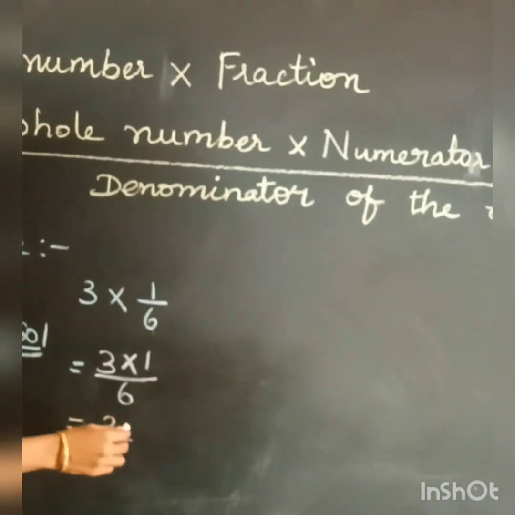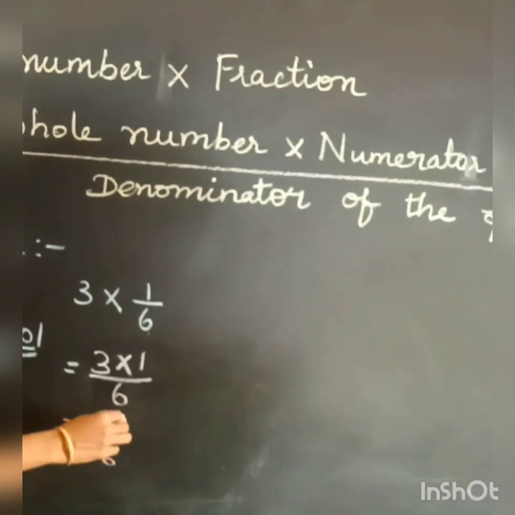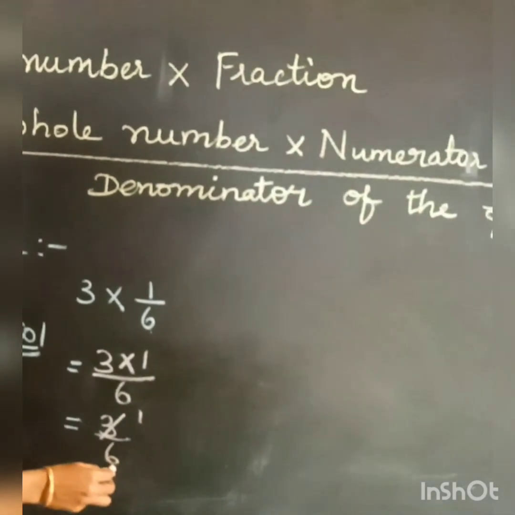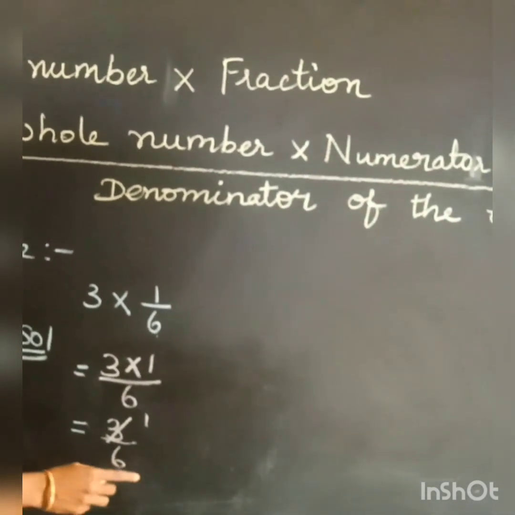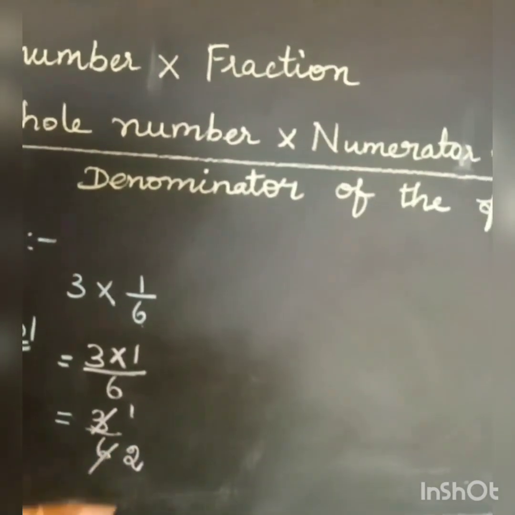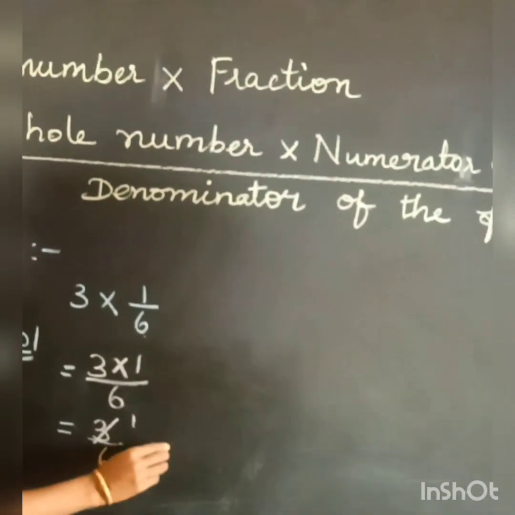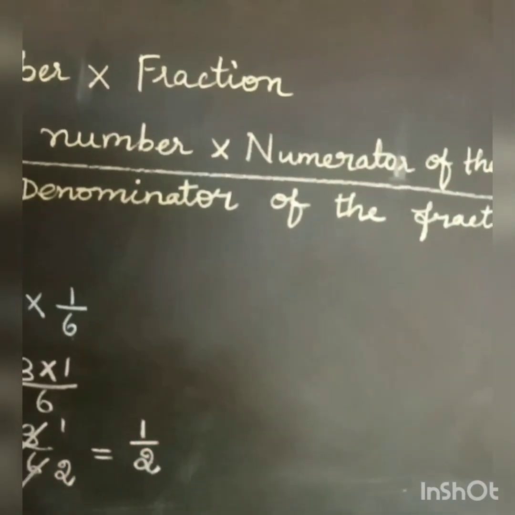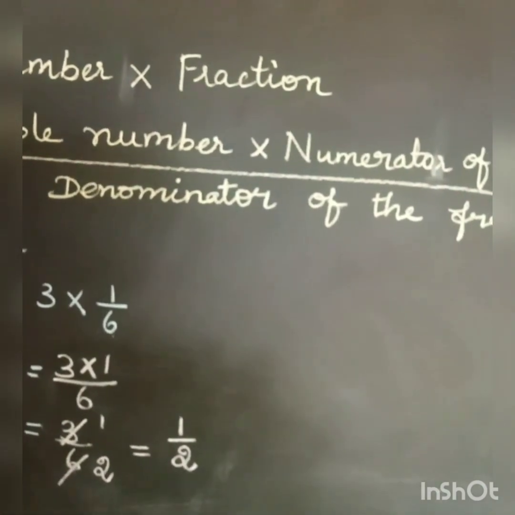So we have to cancel this one. In the 3 table, 3 how many times? 1 time. In the 3 table, 6 how many times? Say the table. 1 3s are 3, 2 3s are 6. Now we have to simplify this fraction and get the answer, which is equal to 1 divided by 2. Which table are you using here? 3 table. Okay.